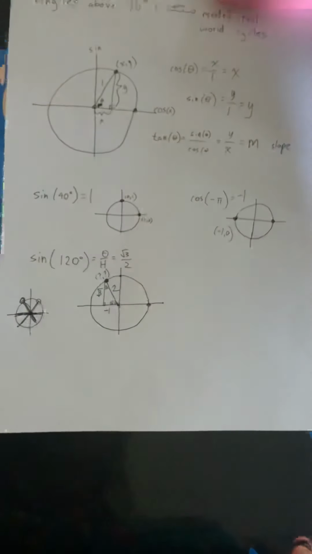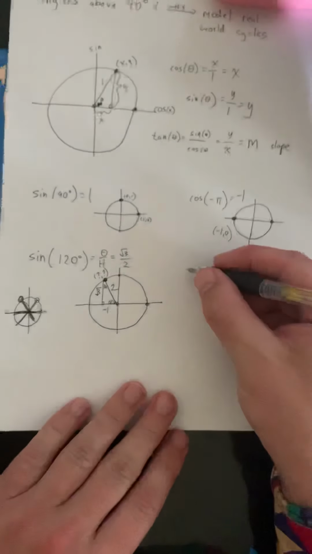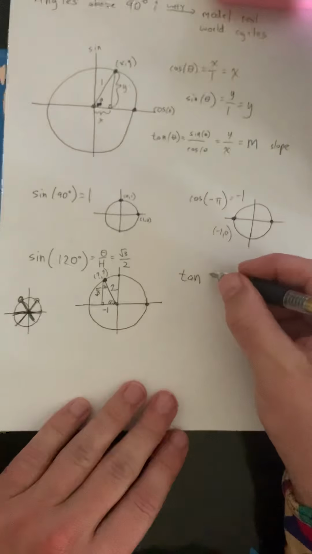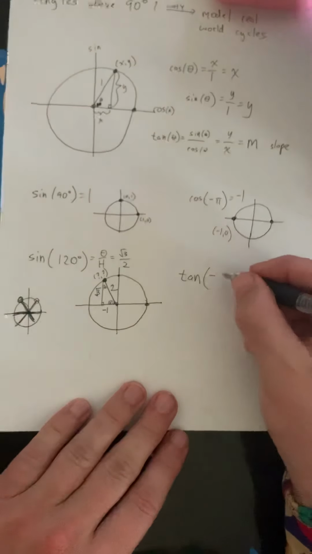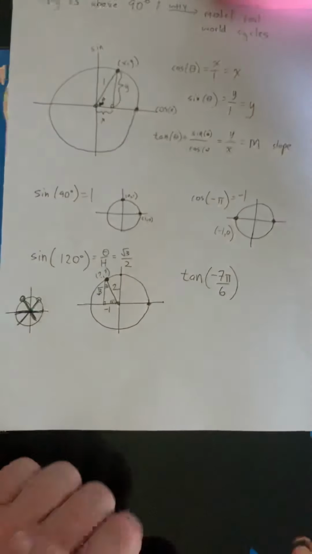Boom. There you have it. Root 3 over 2. Very, very easy. Okay, let's do another one real quick. I'll say, draw bigger this time. Let's go, sure, tangent of, I'll go crazy, -7 pi over 6.